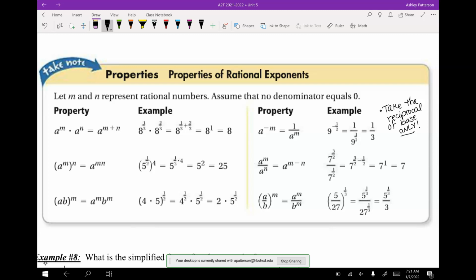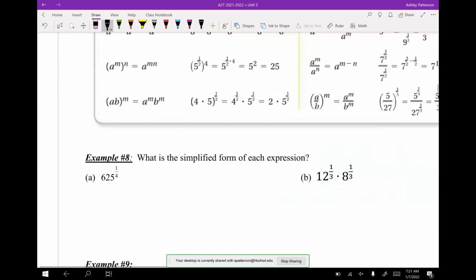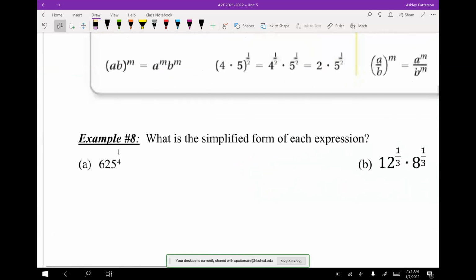But no, anything to the 0 power is 1, which is nice to fall back on. All right, here we go, everyone. Let's get to it. Remember, denominator is the index, numerator is the exponent. What is the simplified form?